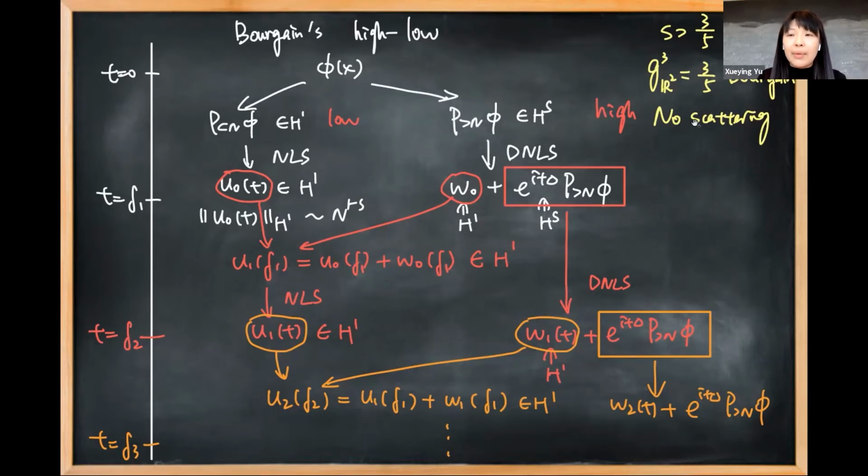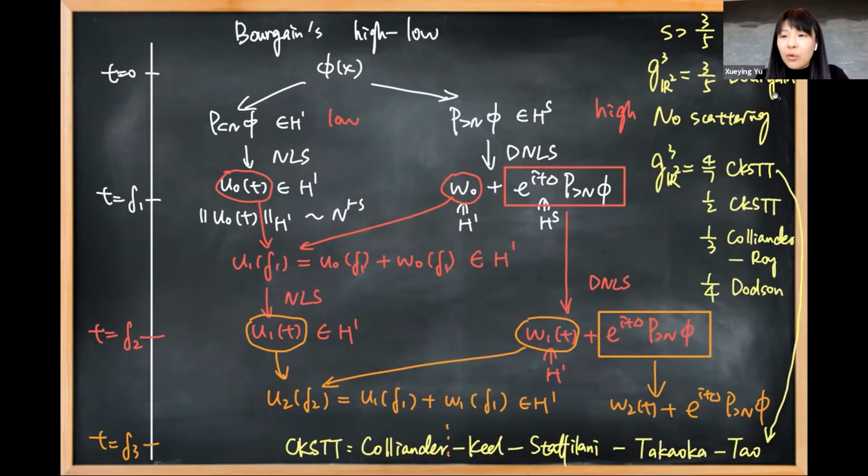By scattering, I mean a nonlinear solution behaves like a linear solution as t goes to either positive infinity or negative infinity. Okay, and then by the work of the I-team, I didn't have enough space here, so I wrote the names down there: Colliander, Keel, Staffilani, Takaoka, and Tao. They introduced the I-method to lower the index from 3/5 in Bourgain's work to 4/7.